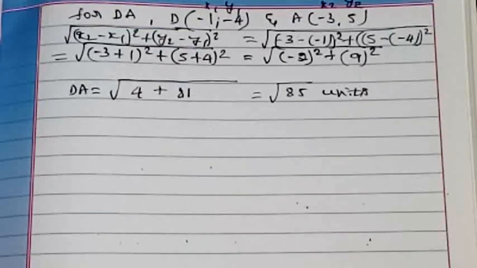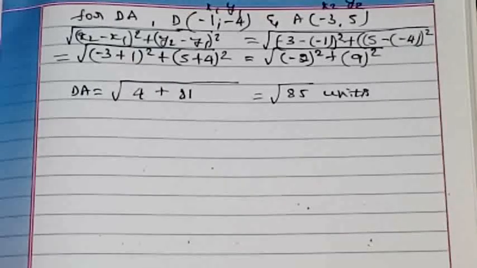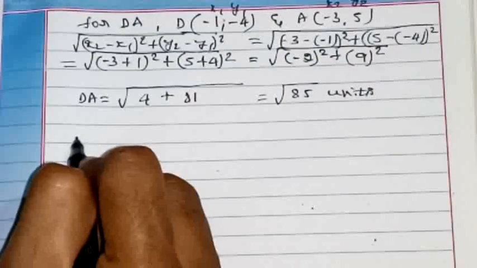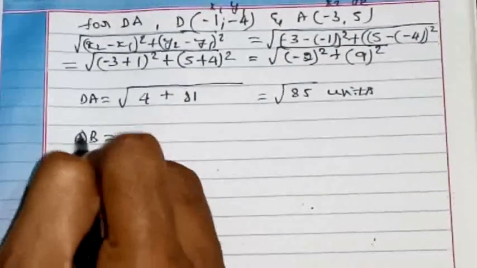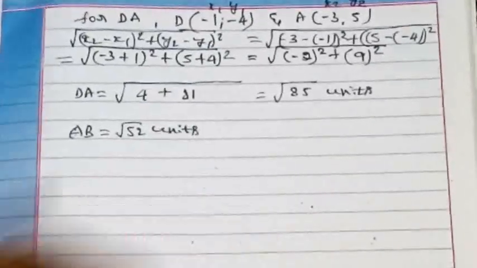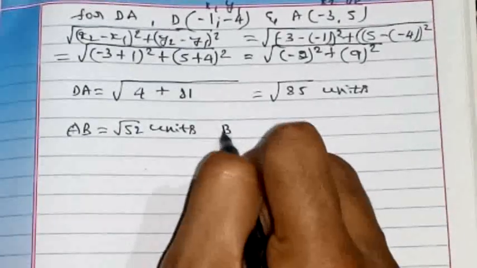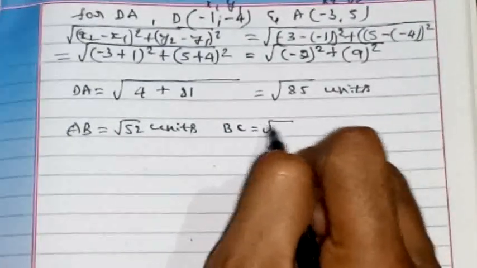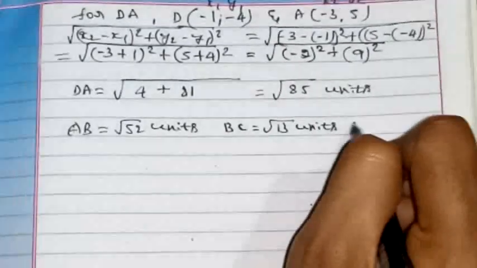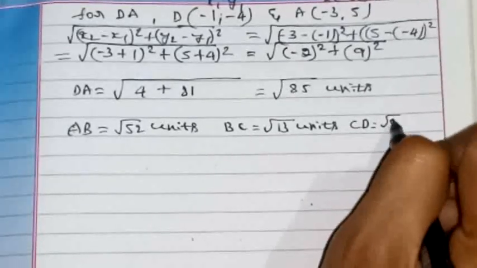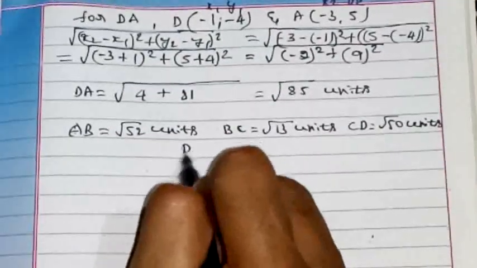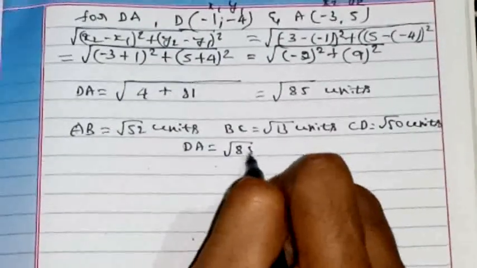Now we got the values of all sides AB, BC, CD and DA. So what are the values we got children? First we got AB as root 52 units and BC as root 13 units and CD is equal to root 50 units. And now we have found the value DA. DA is how much? DA is root 85 units.